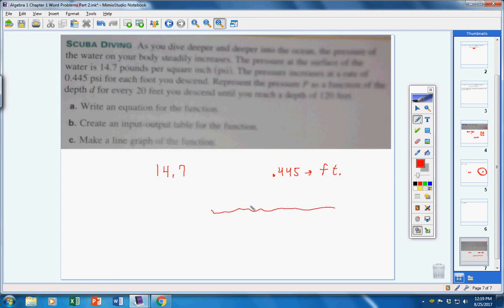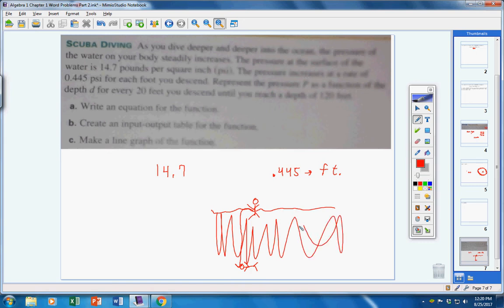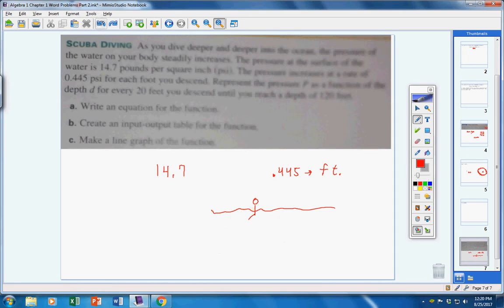Here's the water, here you are swimming, okay? If you dive down, and you're down here swimming, think of all that water that's on top of you. That's a lot of pressure on top of you. So the further down you go, the more pressure there is, alright?